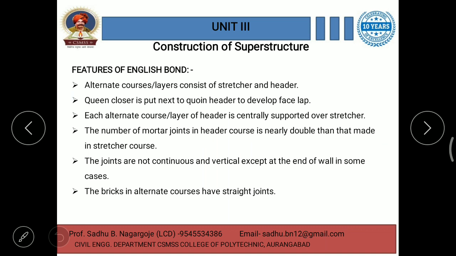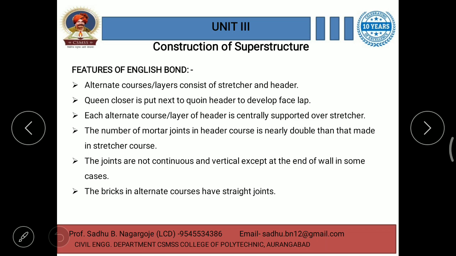Then, features of English bond. This question is asked many times in the exam. Features. Okay, first and very important feature of the English bond is alternate courses or layers. You can say courses or layers consist of stretcher and header. Then queen closure is put next to queen header to develop face lap, or we can say to break the continuity of joint.